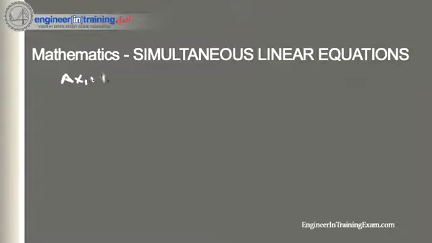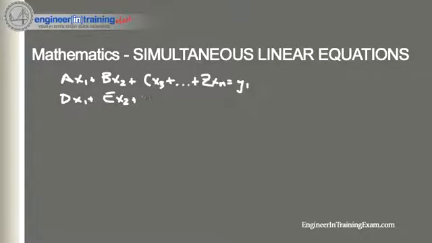ax1 plus bx2 plus cx3 plus zxn is equal to y1. We're given another equation, dx1 plus ex2 plus fx3 plus all the way to yxn is equal to y2.